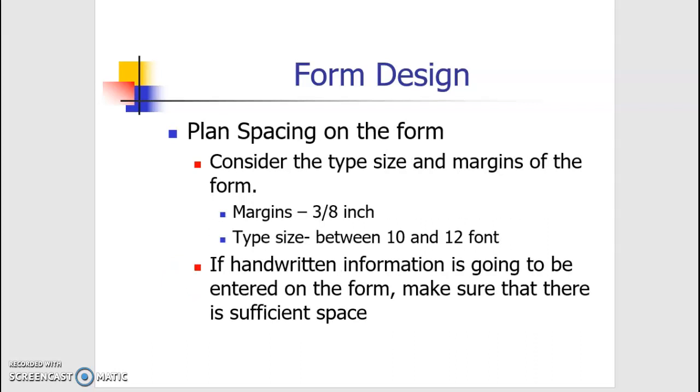Plan on spacing on the form. Consider the type, size, and margins of the form. Margins should be 3/8 of an inch all the way around, and the type size between 10 and 12 font. If handwritten information is going to be entered on the form, make sure that there's enough space that they can actually write in that area.